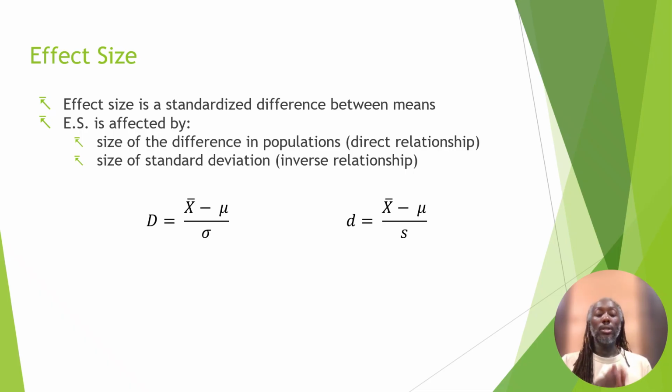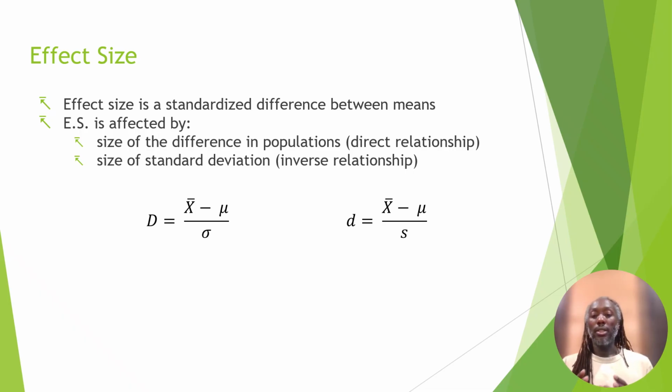Cohen's d is the difference between the sample mean and the population mean divided by the sample standard deviation. In other words, how many sample standard deviations apart is the sample mean from the population mean? The larger this value is, the greater the effect size. Now, that can be a direct or positive relationship, or it can be an inverse or negative relationship.